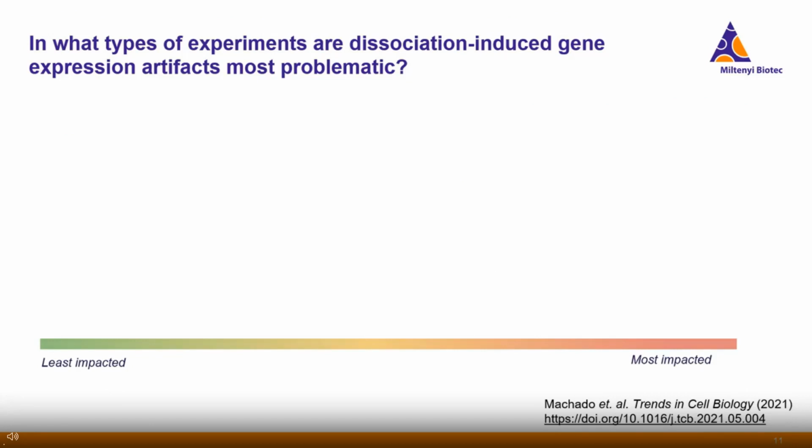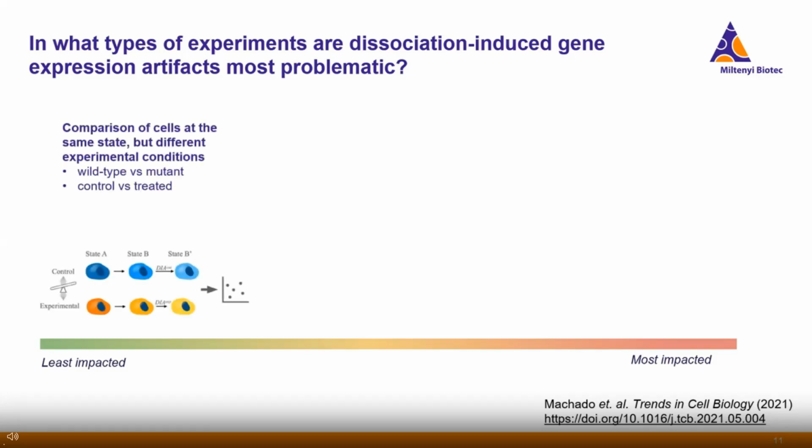One of the things they did that I really liked is that they point out that not all types of experiments are impacted equally by dissociation-induced gene expression artifacts. For example, it is least impactful in experiments that compare cells at the same state but different conditions. The assumption is that the dissociation-induced artifact is equivalent between conditions and will be canceled out.